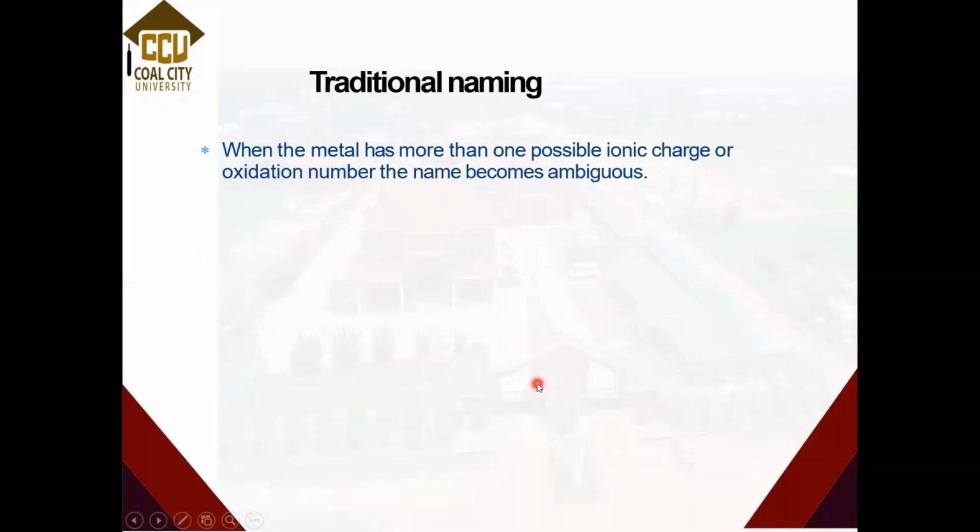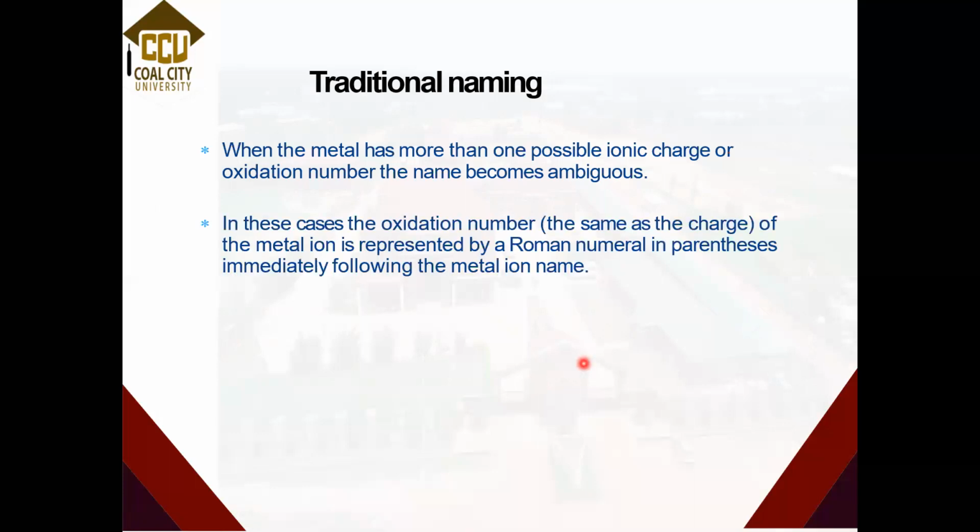Traditional naming, just for your information, I wouldn't be testing you on this. This is the way it used to be named before the modern naming that we have already discussed. When the metal has more than one possible ionic charge or oxidation number, the name becomes ambiguous and difficult to pin down. So in these cases, the oxidation number, the same as the charge of the metal ion, is represented by a Roman numeral in parentheses immediately after the metal ion is named.